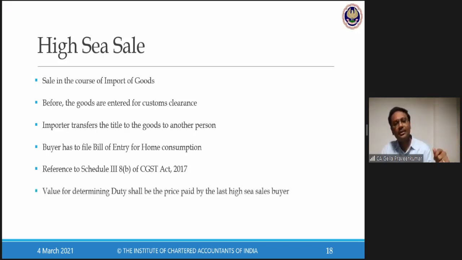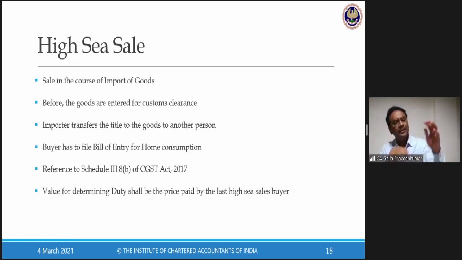Value for determining duty should be the price actually paid by the last high sea sales buyer. Now in this case, assuming Ramu pays me $1,80,000, that $1,80,000 will be considered by the customs authorities for the purpose of valuation, for the purpose of determining my duty.